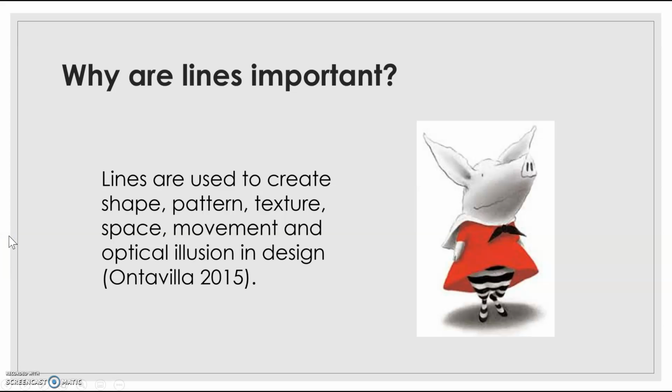Lines are used to create shape, pattern, texture, space, movement, and an optical illusion in their design. So if you look here at Olivia, the use of the lines outline the shape of her, because her face is light white and gray, so we need the outline. And then it also creates a border for her red dress and her black and white tights. So again, 10 years ago, I would just look at the bright red dress, maybe her black and white tights. But after those last 2 weeks, I really look at all the different ways the artist used lines to create this image.